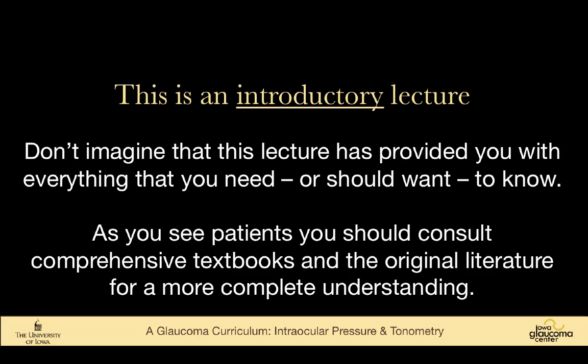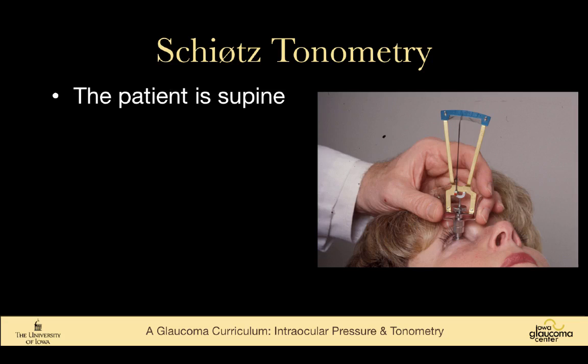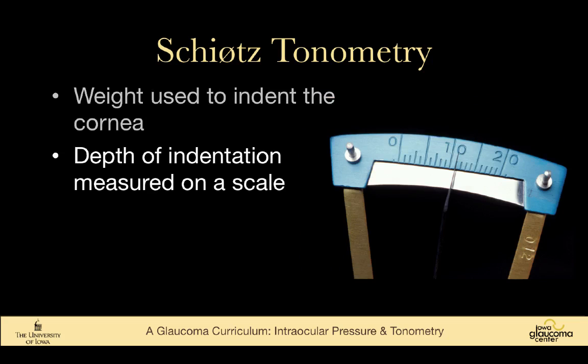Obviously, if you're working in a practice that uses primarily a Pascal or pneumotonometry, you really would like to learn more about that. Let me just talk about Schiøtz for those who have one and are interested in it. Real advantages of the Schiøtz are that it's really inexpensive and it's really portable. You can just put it in your pocket. Patients are anesthetized and lying supine, and this device is held over the cornea, and a weighted plunger indents the cornea. You can see that little plunger there.